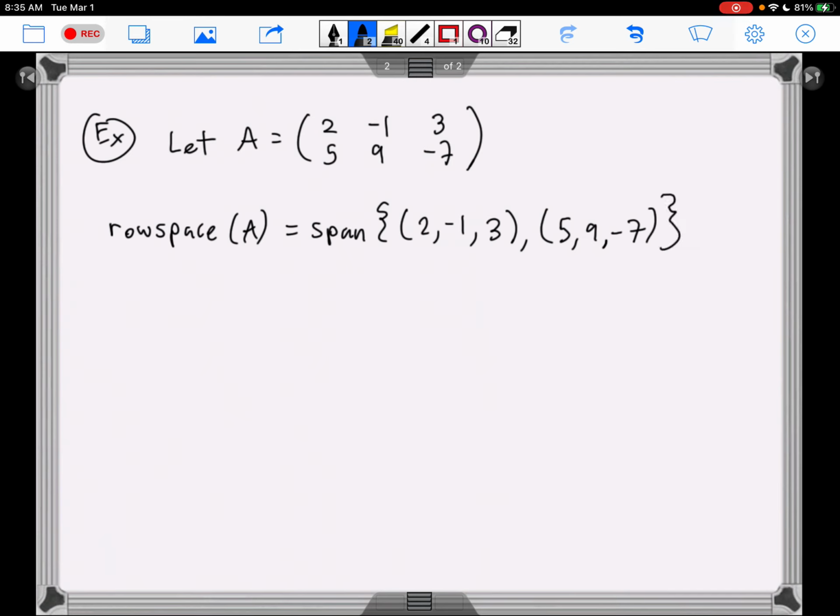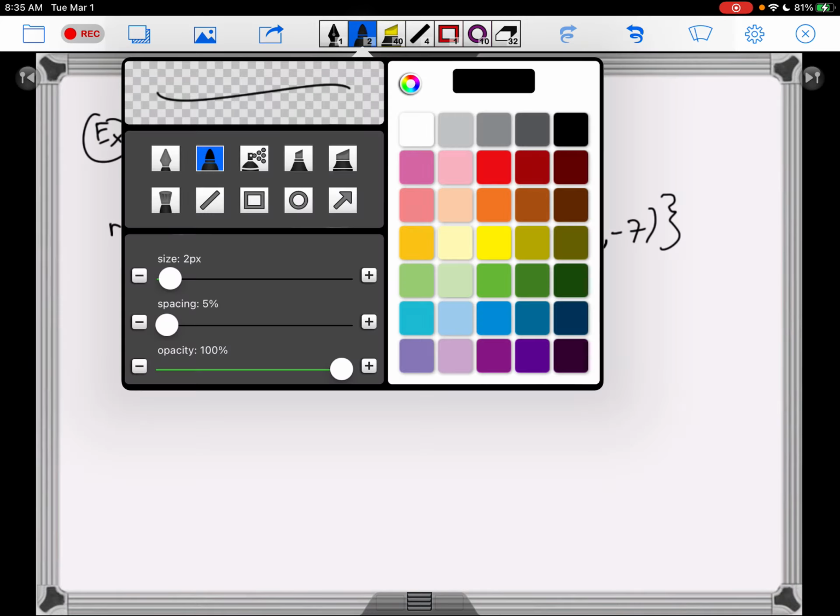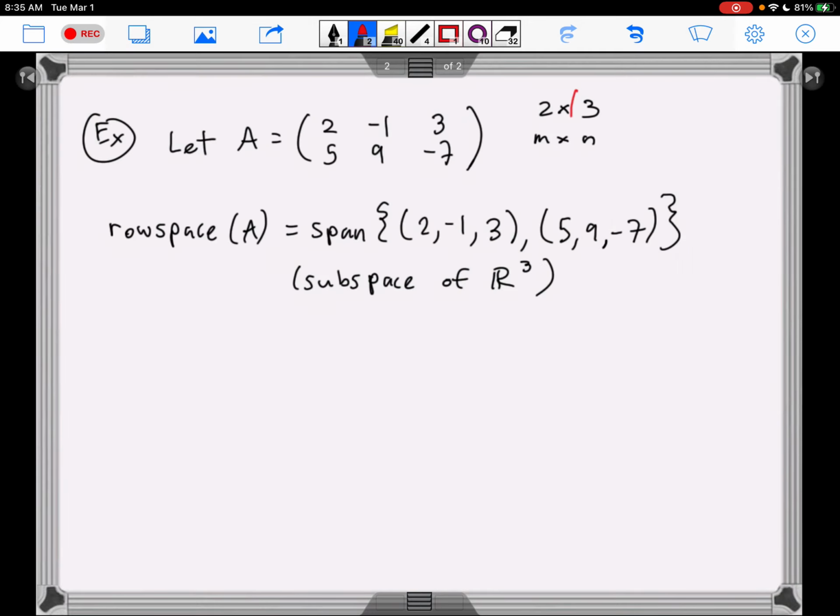You'll notice, by the way, that this is a subspace of R3. It's a subspace of R3 because these are vectors with three components, right? There are three things. And of course, that does correspond to, this is a 2 by 3 matrix, right? M by N. And so for this first guy, we're talking about this, right? Subspace of Rn.